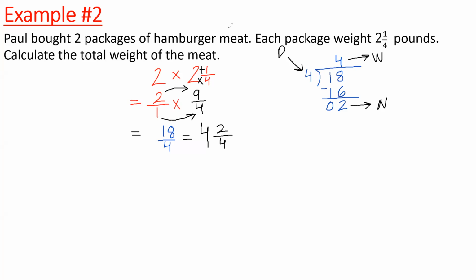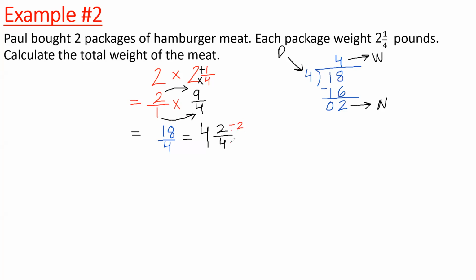We can simplify. We have to simplify it some more. What number could we use to go into 2 and 4? 2. So 2 divided by 2 is going to be what? 1.